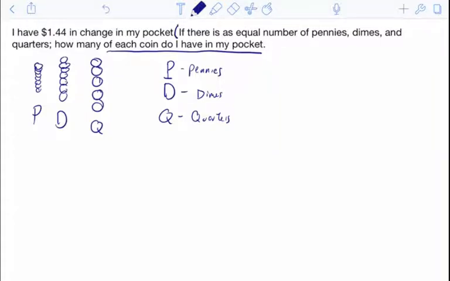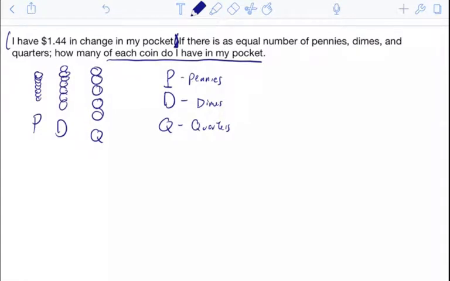All right. Now, what's the clue? Okay, so what's the clue and what's the relationship? Seems to me like I have 144. That's a relationship between all of the types of money in my pocket. So this is the relationship. And these ones are the clues: if there is an equal number of pennies, dimes, and quarters. Okay.